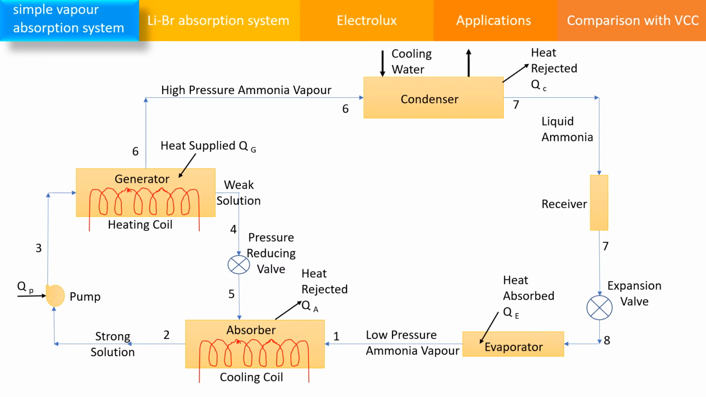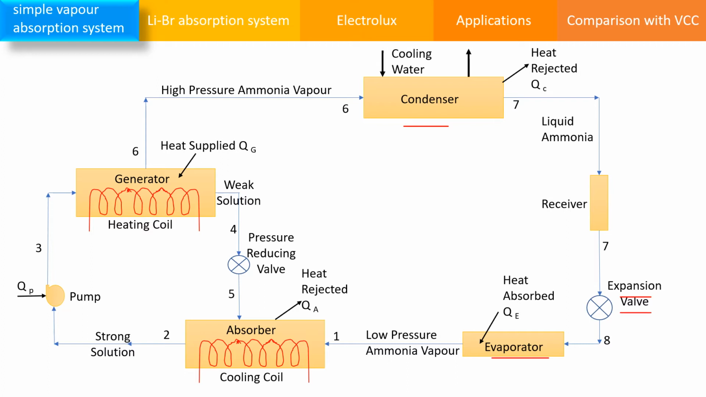So this is a schematic of a simple vapor absorption system. As you can see, there are standard components from the vapor compression systems, that is condenser, expansion valve, and evaporator. So refrigerant, in this case ammonia, comes into the condenser in the form of high pressure vapor. It cools down and is converted to liquid refrigerant, that is liquid ammonia, by rejecting heat to the surroundings. Then it is passed through the expansion valve where the pressure and temperature are reduced.